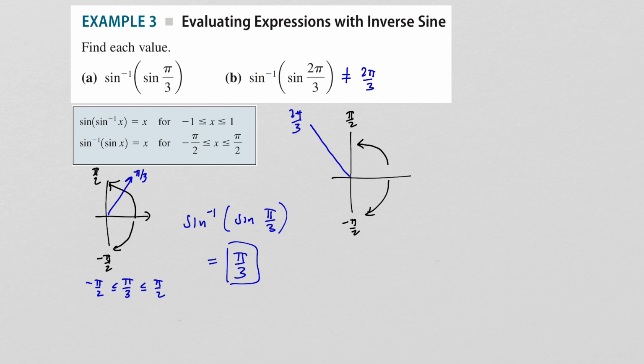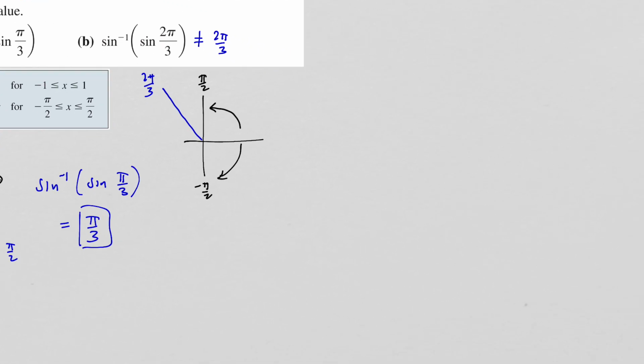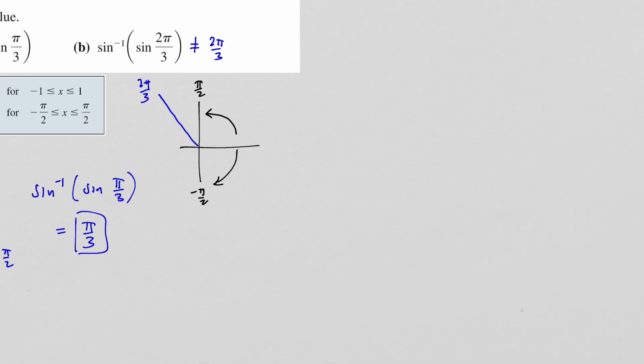All right, so what does that mean? Does that mean that we can't do it? Well, no. What it means is that we have to work this out from the inside out. So, for example, if I have inverse sine of the sine of 2 pi over 3, what I can do is I can figure out what is the sine of 2 pi over 3.